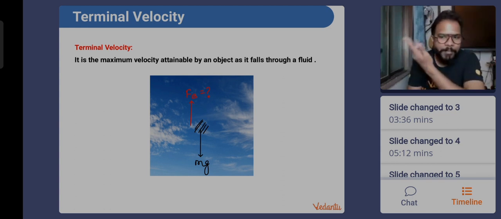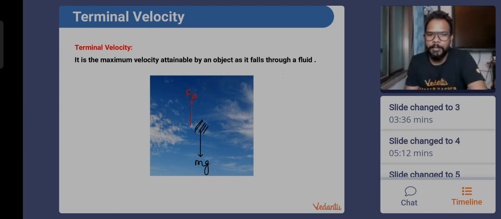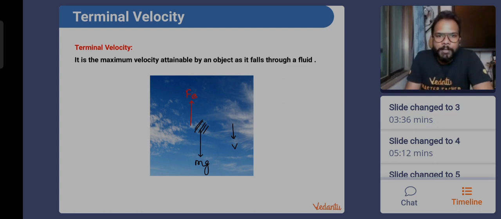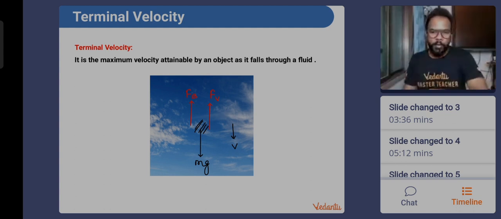Archimedes. Buoyancy should act or not? Air is a fluid or not? Definitely, right? And now because your body is falling downward with a velocity v, should there be one more force upward in a real fluid, in the opposite direction of the motion? Viscous force, correct?